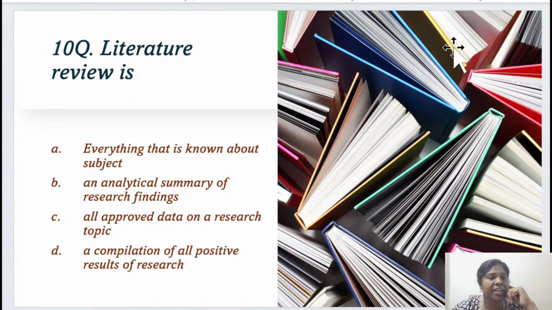Next, 10th question. Literature review. Literature review is what? Everything that is known about the subject, an analytical summary of research findings, all approved data on a research topic, or a compilation of all positive results of research.